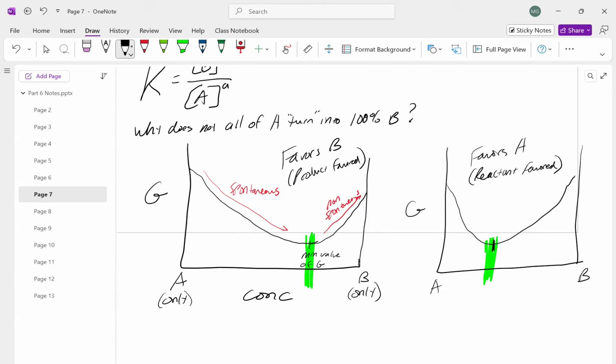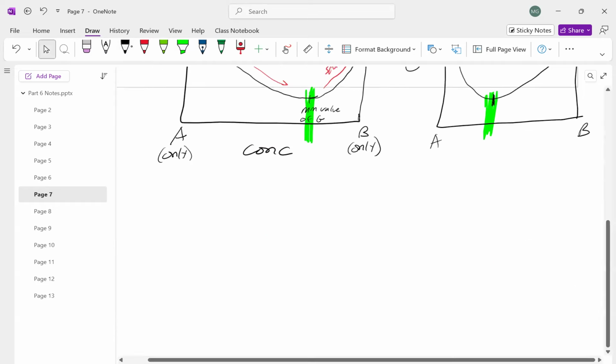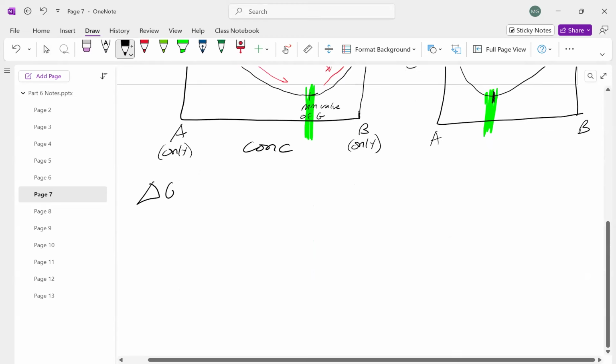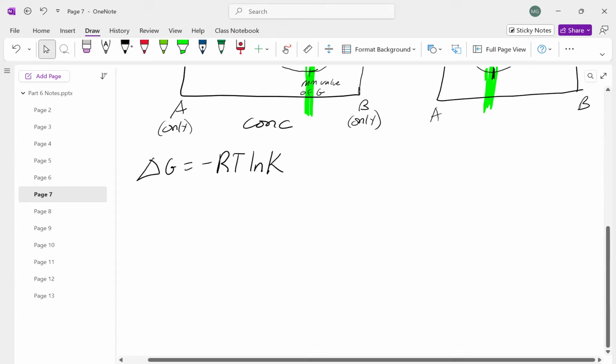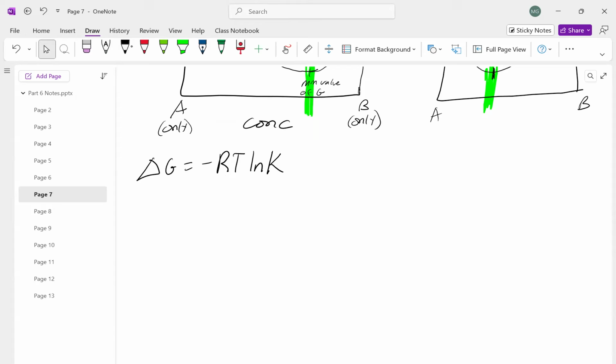Now, what this means is that there's got to be a relationship then between delta G and equilibrium. And that mathematical relationship is this: delta G is equal to negative RT times the natural log of the equilibrium constant. And so then we can quantify, so to speak, or look at a trend of the sign of delta G and the value of K.